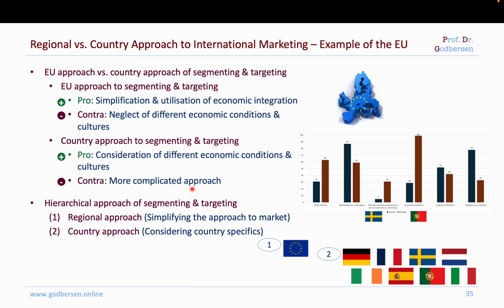Now, what you can do, you can bring these two approaches together. And then, in such a hierarchical approach of segmenting and targeting, you first look at the regions in the world. In this example, we look at the European Union, analyze the European Union, and then, secondly, we go into the specifics of each country, like Germany, France, Sweden, the Netherlands, Italy, and so forth. And you can apply this to other regions in the world. You might say, let's look at whether there is a market potential in the Middle East. And then first you look at the Middle East as a whole, and then you look at Saudi Arabia, Oman, Qatar, the Emirates, and so on, to have the country specifics within your analysis.